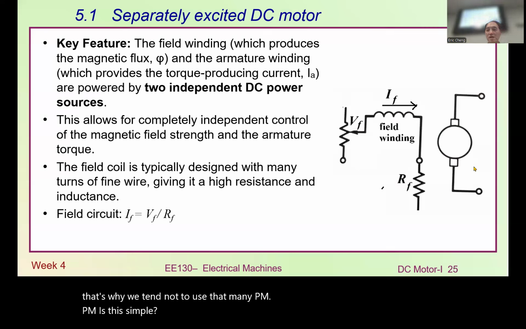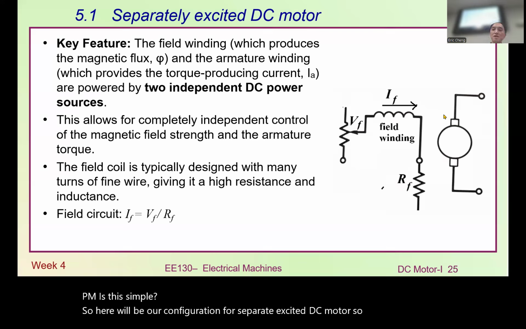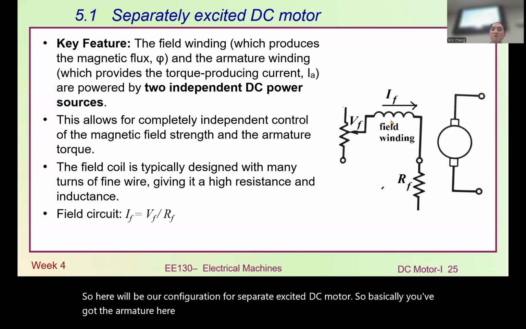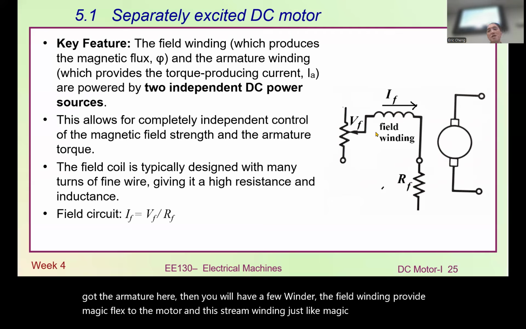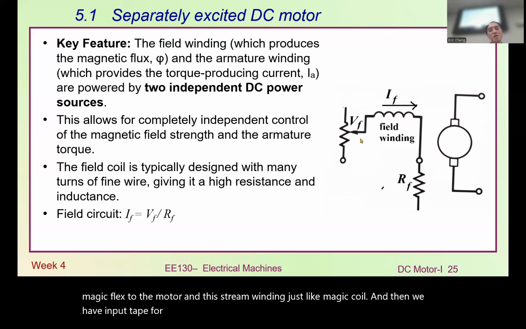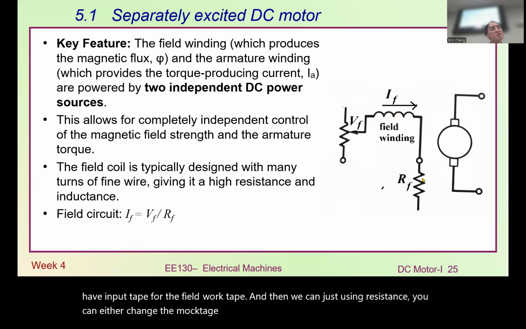So here will be a configuration for a separately excited DC motor. Basically you have the armature here, then you have a field winding. The field winding provides magnetic flux to the motor, and this field winding is just like a magnetic coil. Then we have an input voltage for the field voltage, and we can use a resistor. You can either change the voltage here or change the resistance here.